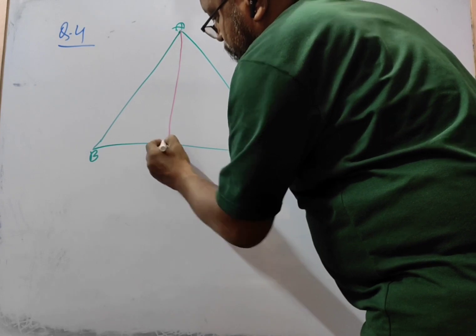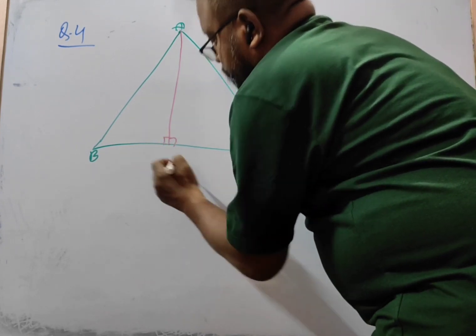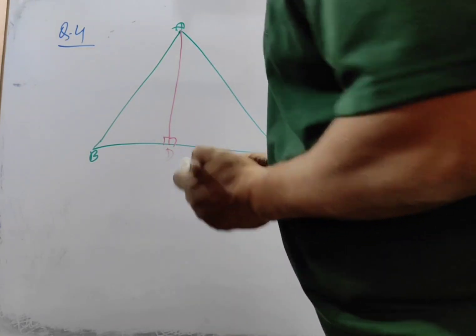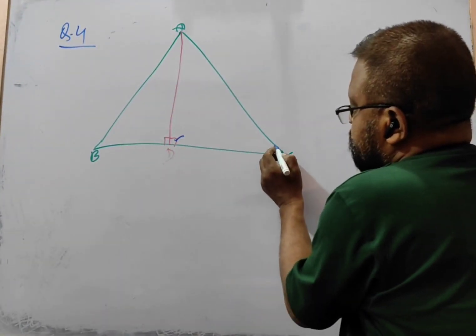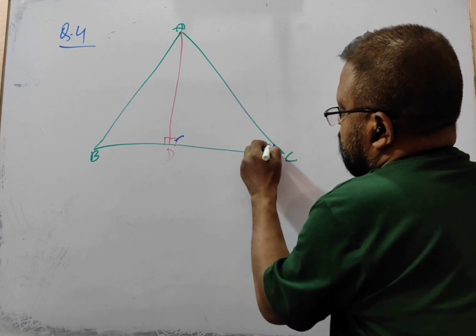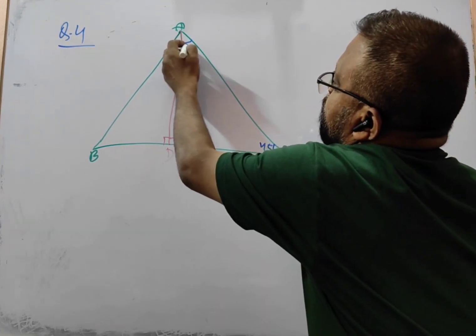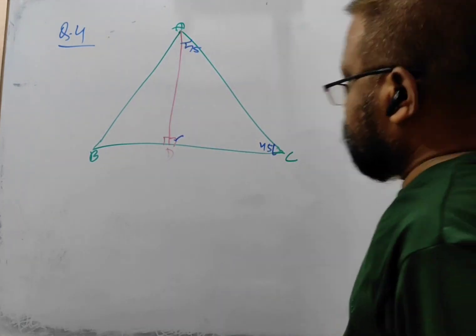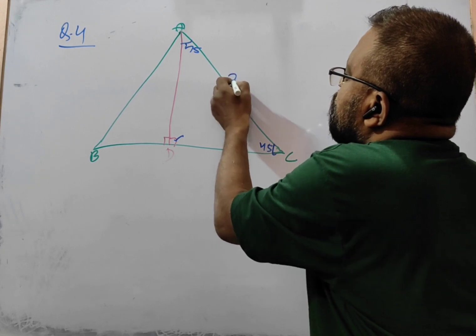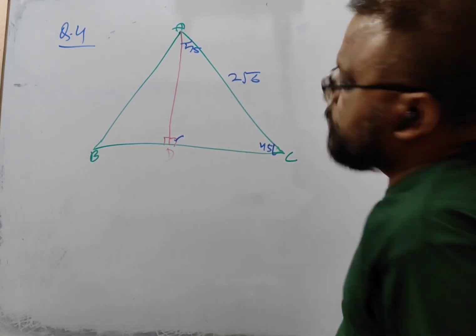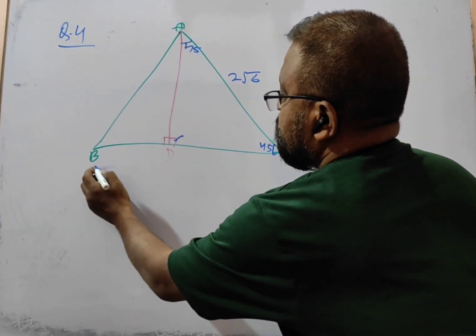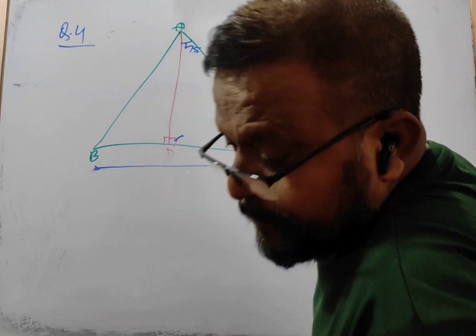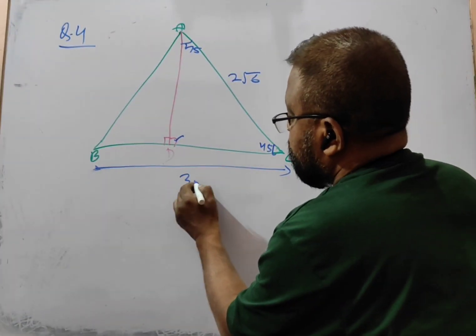This is of 90 degree. This is D, right? And as per the question, this is of 90 degree. This is of 45 degree, right? So this will also be of 45 degree, right? And it is given as 2 root 6, right? And this total is given as 3 root 3, right?